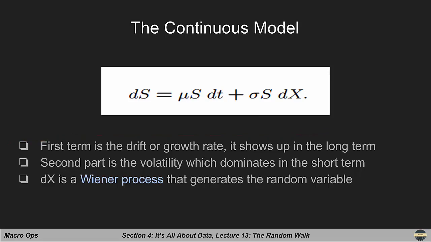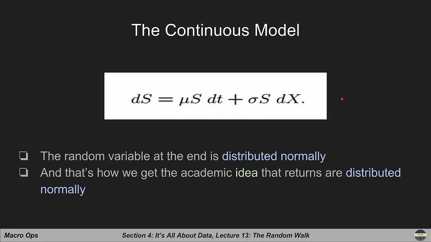So this first term on this equation is the growth rate. So this stands for the growth, and what they do is to get the change in the stock price, they take the average growth rate and then they add it to basically a volatility term. And this volatility term, here's the standard deviation. And it takes the standard deviation and times it by a random variable, this dx, which is called a Wiener process. So the Wiener process is a random variable that's distributed normally.